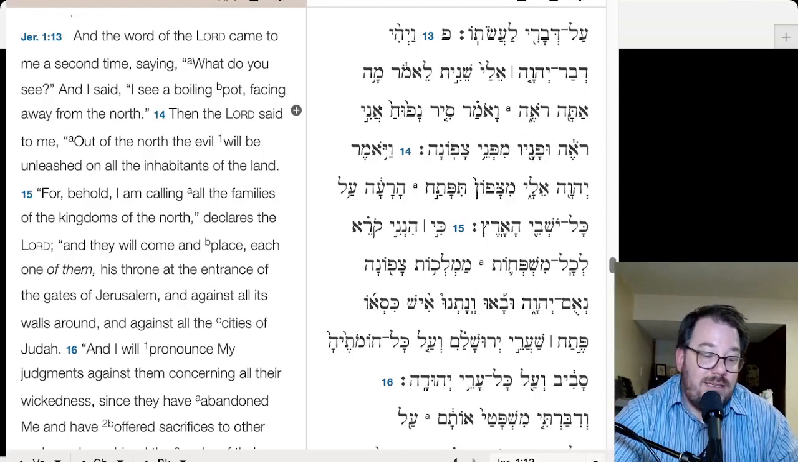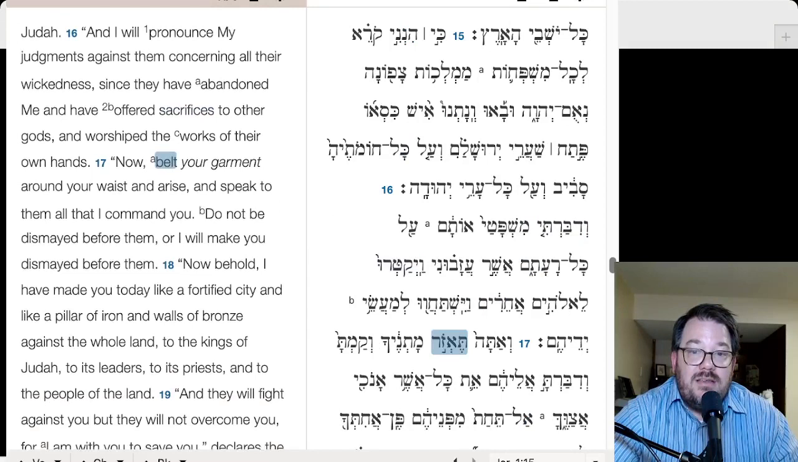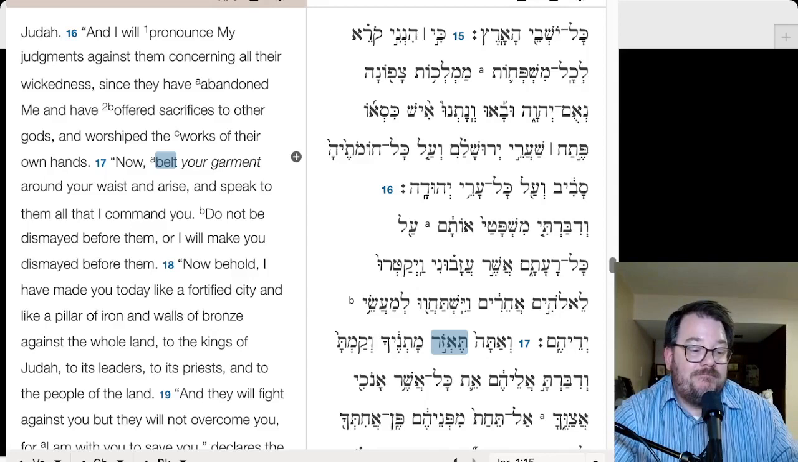And then we finally get down here. The reason for this, verse 16. Why is God watching over his word? Why is this prediction of an invasion from the north coming? I will pronounce my judgments against them, verse 16, concerning all their wickedness, since they have abandoned me and have offered sacrifices to other gods and worshiped the works of their own hands. The reason for the judgment? Idolatry.